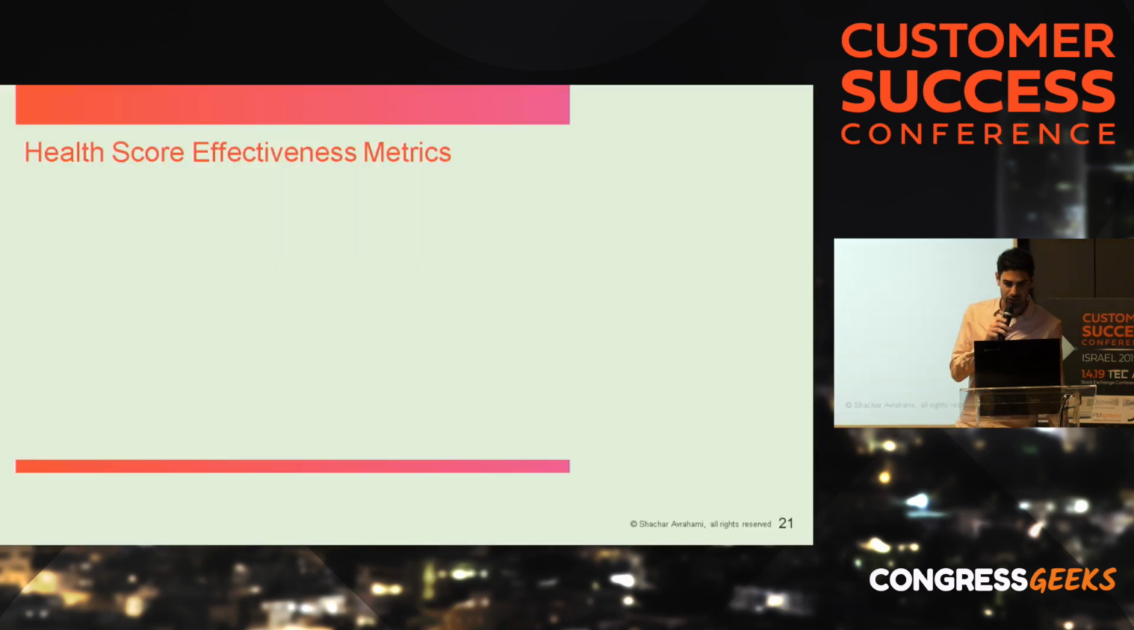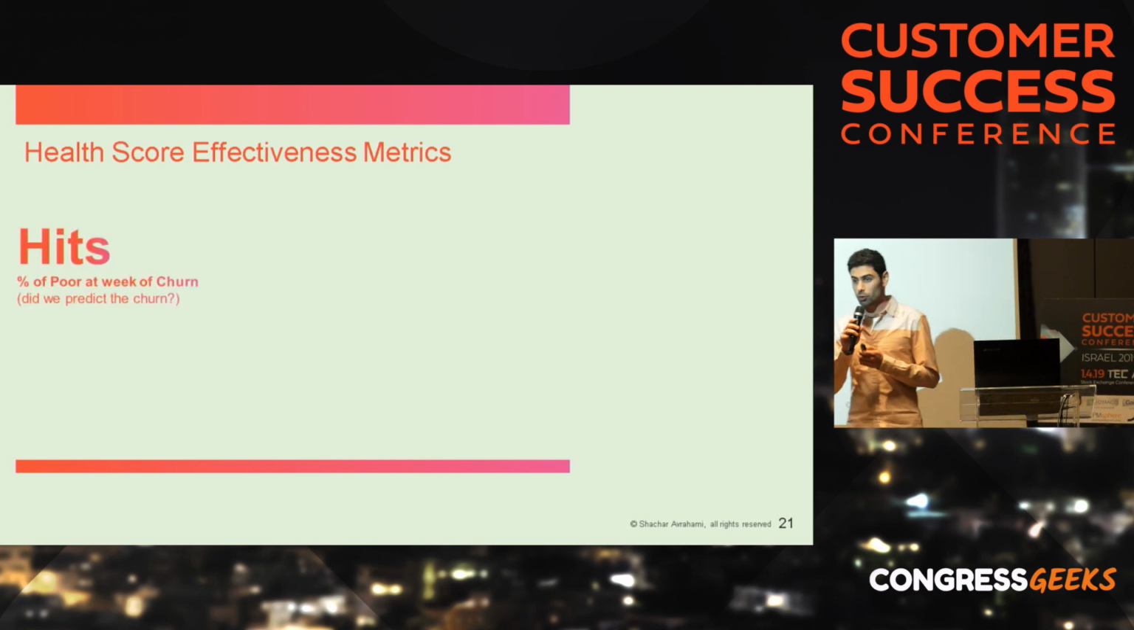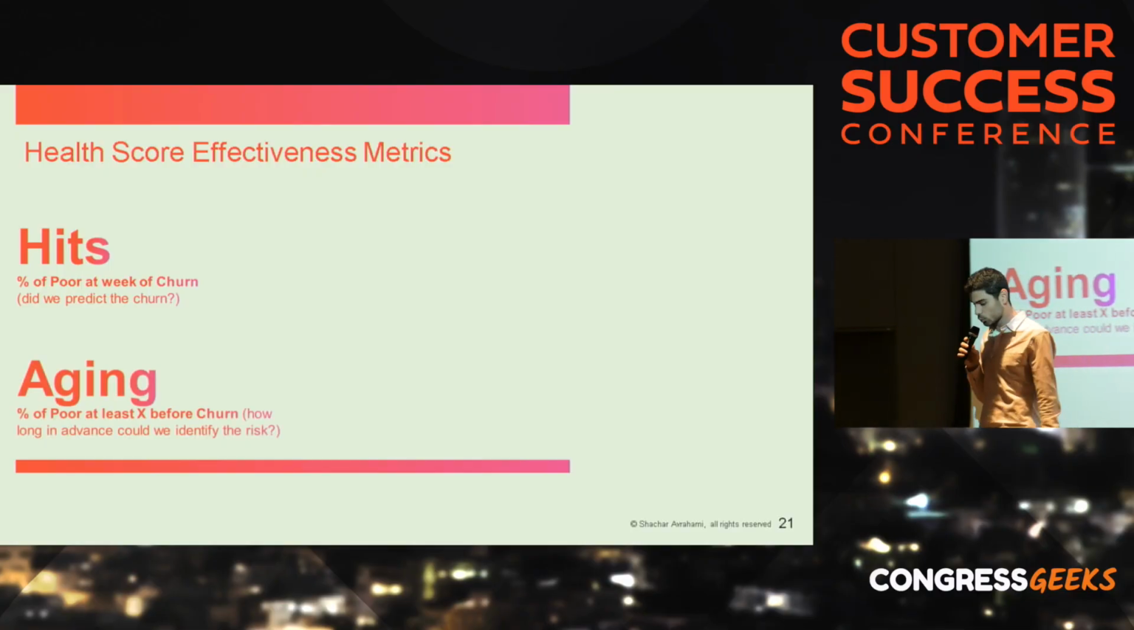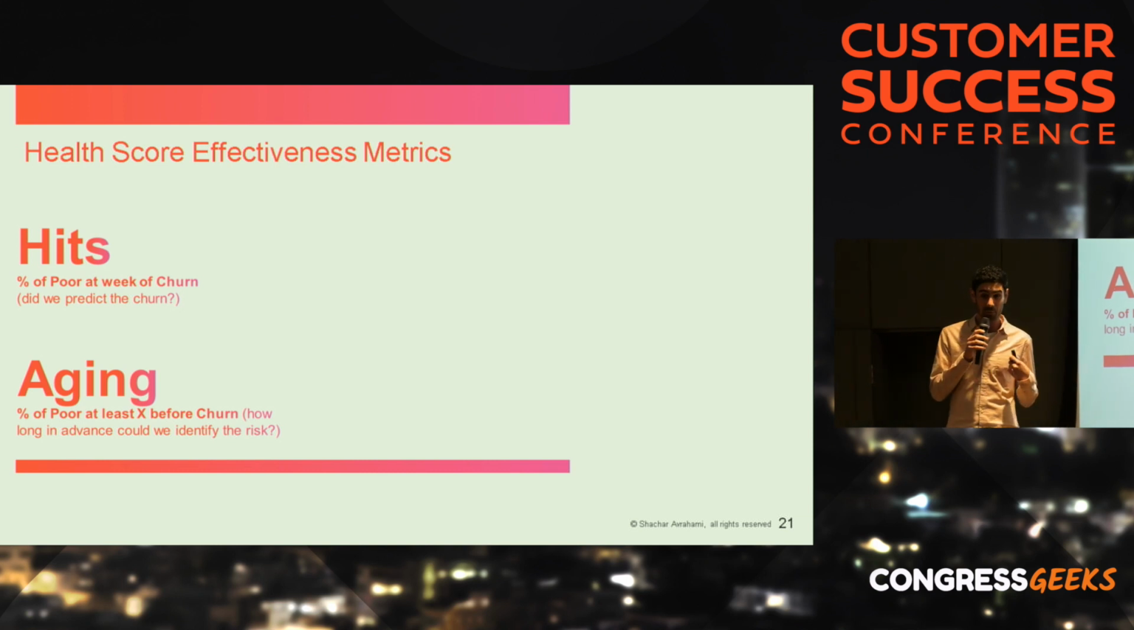And the health score effectiveness metrics that we did, first, we wanted to measure the hits. Hits basically is the percentage of the customers that we marked as poor, out of the customers that churn. So here we are going to answer the question: did we predict the churn? Again, even if this number is high, it's not that great, because we want to make sure that we marked them as poor early enough in advance.